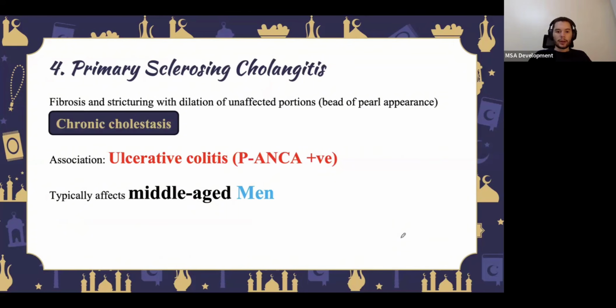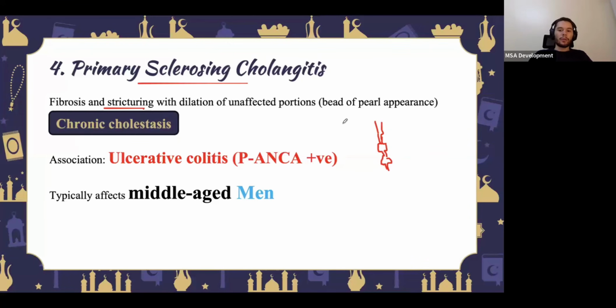But now, primary sclerosing cholangitis. So if you go back to the name, sclerosing essentially means blockage or constrictions. It is essentially a fibrosis and stricturing with dilations of the unaffected portion. So I have areas where it's patent and areas where there are strictures. If you could imagine with me, of course I'm not the best at drawing over here, but it would sort of look like a string of pearls appearance.